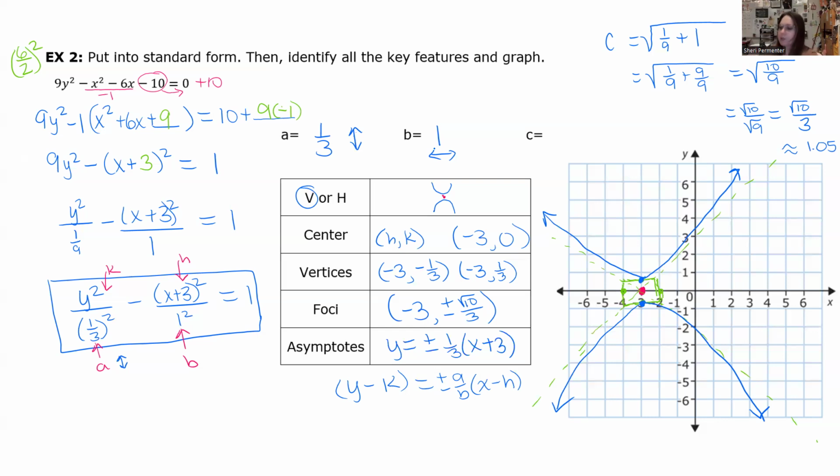The only thing we haven't done is plot our focus points. So we know that square root 10 over 3 is about 1. So over here where my center is, I'm basically adding 1 and subtracting 1 to put my foci, my focus points. So these are really, really close to the vertex.